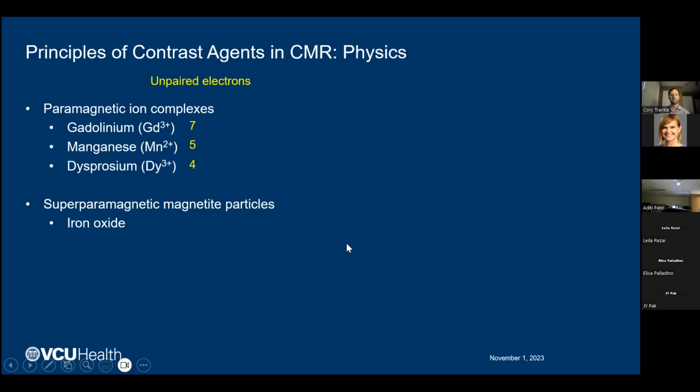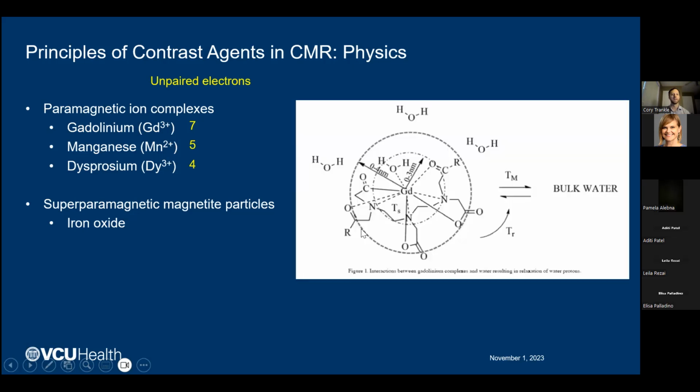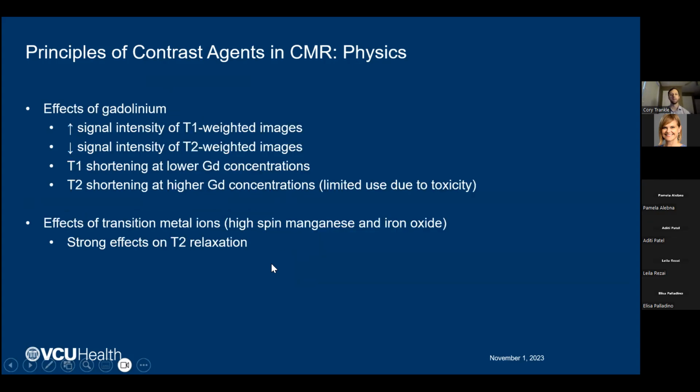Again, I'm sure I'm just reciting what you already have readily at your fingertips from your training in undergrad. But those unpaired electrons have some interaction with water molecules, and in doing so, they exert certain effects on it, so that, as Dr. Hundley likes to say, we can just see water better. And I'll show you what that means in a moment.